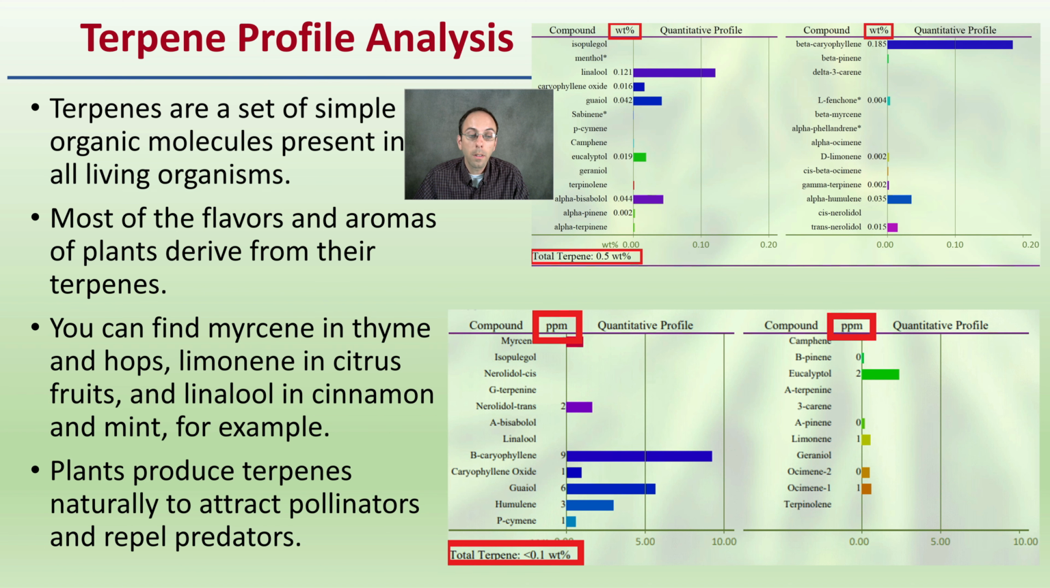Plants produce terpenes naturally to attract pollinators, which is why they're found in more than just cannabis, as well as to repel predators or herbivores. So there are other advantages to the plants producing these. In cannabis, they've been selected for the potential for different effects or smells or aromas.